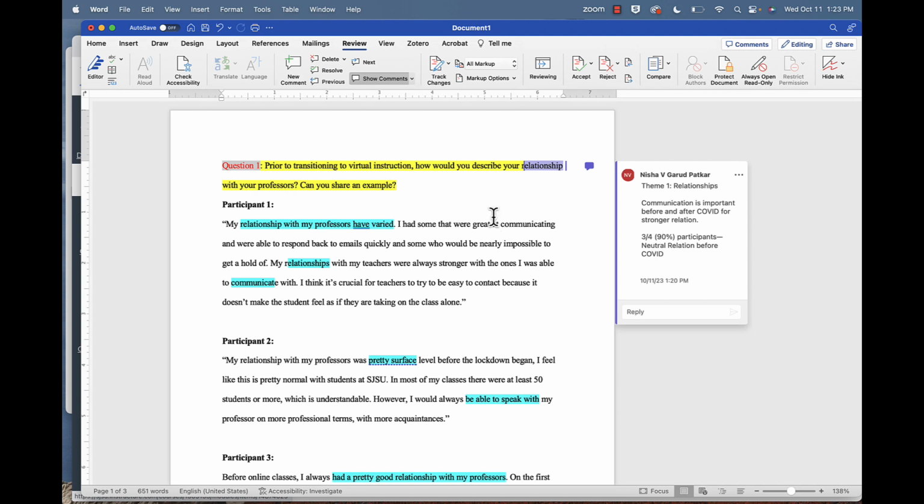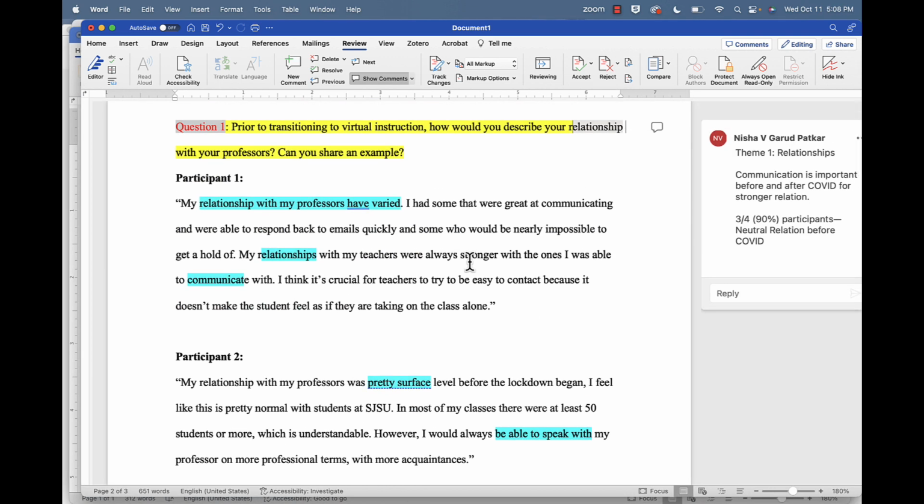However, they also said that when they communicated or took the initiative to communicate with the professors, they formed stronger relationships, and also the professors took interest in their work and in their personalities. This would be my first analysis.